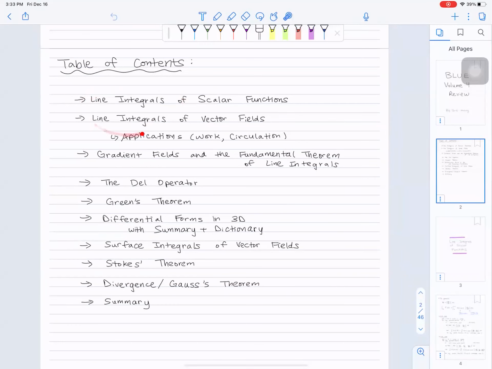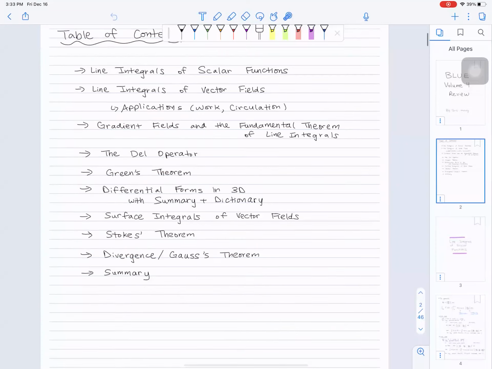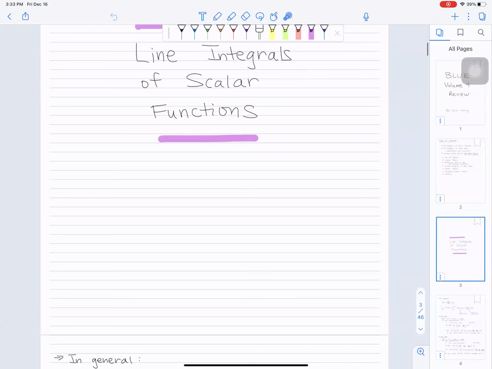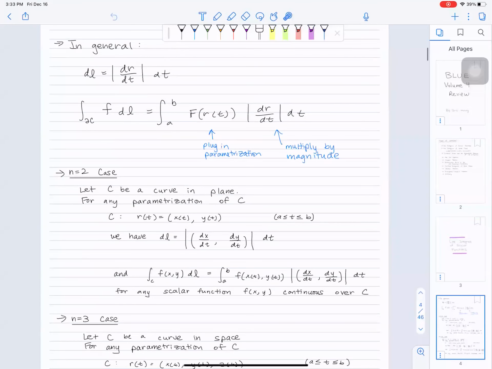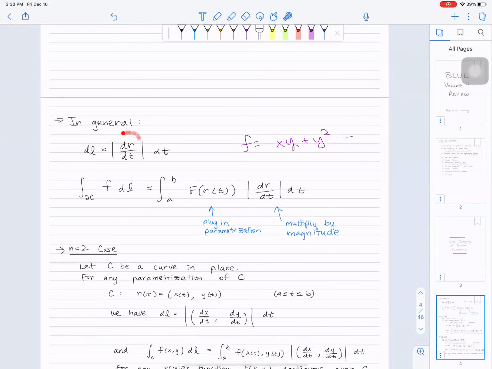So we had all those line integrals, the gradient vector fields, Green's theorem, and most recently Stokes and divergence, right? Okay. Surface line integrals of scalar functions. Takeaway here is that if you're given a scalar function, like f is xy plus y squared, something like that, lowercase f, then the formula you always use is the length version. So you take the derivative and take the length. That's this formula.